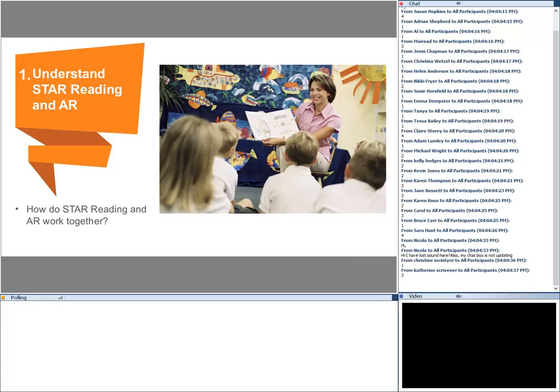Now, the very first best practice might sound a little obvious, but there is a lot you can get out of it. It's actually understanding what Star Reading and Accelerated Reader are and how they work together. This is a really vital one because both of these are really important components which work together to help you and help your children.